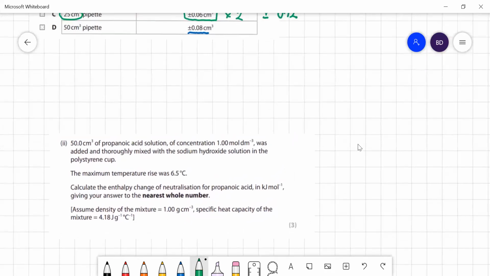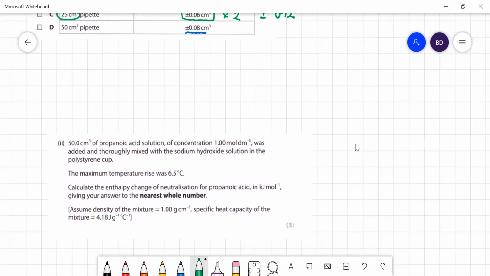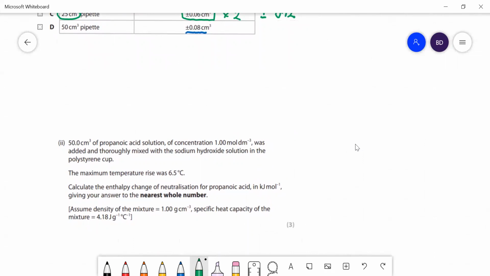Okay, now we've got to do the calculation bit here, to calculate the delta H for this reaction. In the previous part of the question, it said they had 50 centimeters cubed of NaOH of concentration 1 mole per decimeter cubed in the polystyrene cup. Then they're going to add the propanoic acid to it.